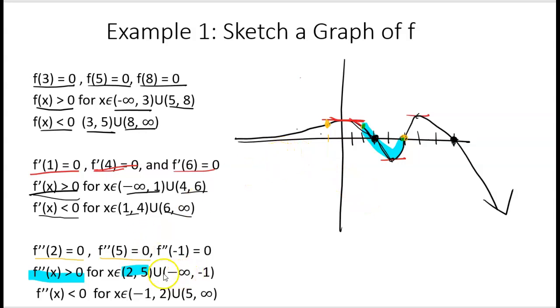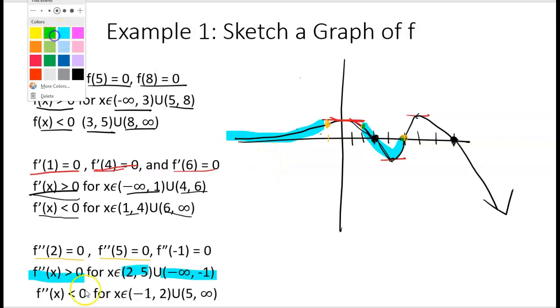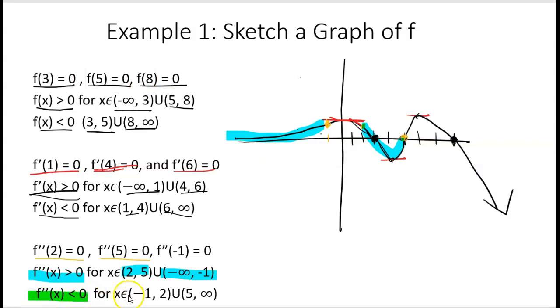And also it's concave up from negative infinity to negative 1. So from here, negative 1, to here. Yep, that looks concave up to me also. And then we have concave down from negative 1 to 2. And then from 5 on into infinity. And that also looks reasonable. So that all checks out.